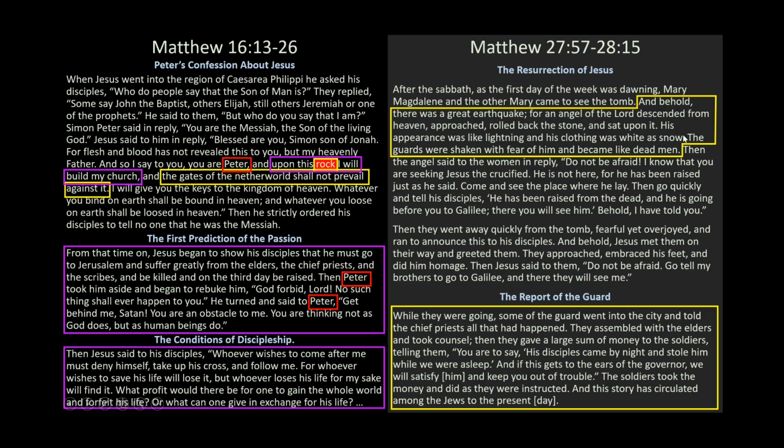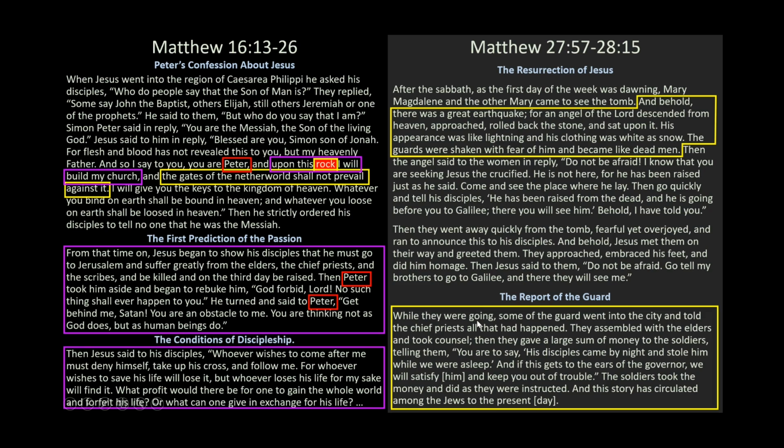His appearance was like this. The guards were shaken with fear and became like dead men. So what was securing it? It's the seal. Roll back the stone, the seal is gone, and the guards are like dead men, basically incapacitated, wiped out. So there's two things that were the effort to keep nothing from entering or leaving, and the imagery has been removed. So the gates of the netherworld have not prevailed.